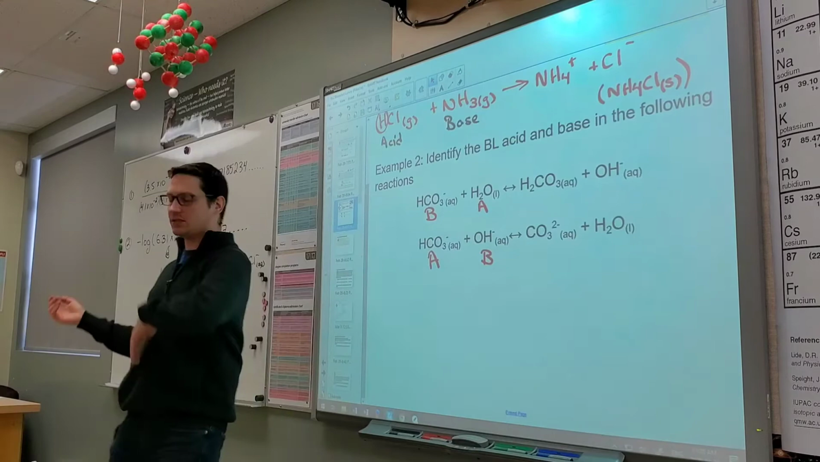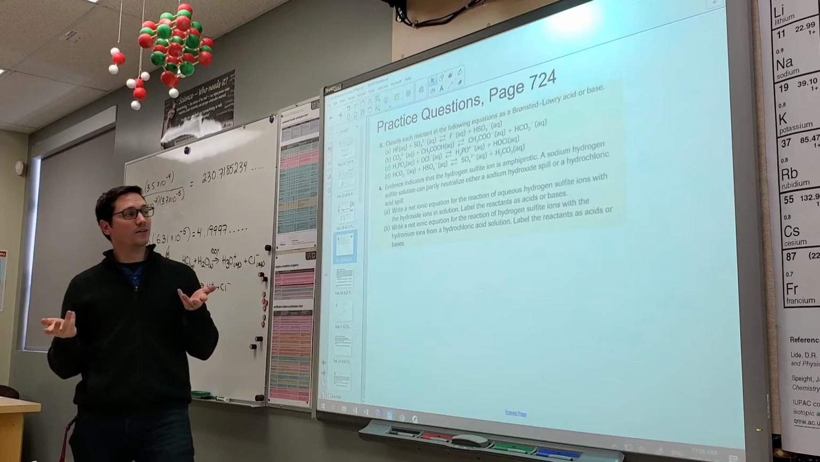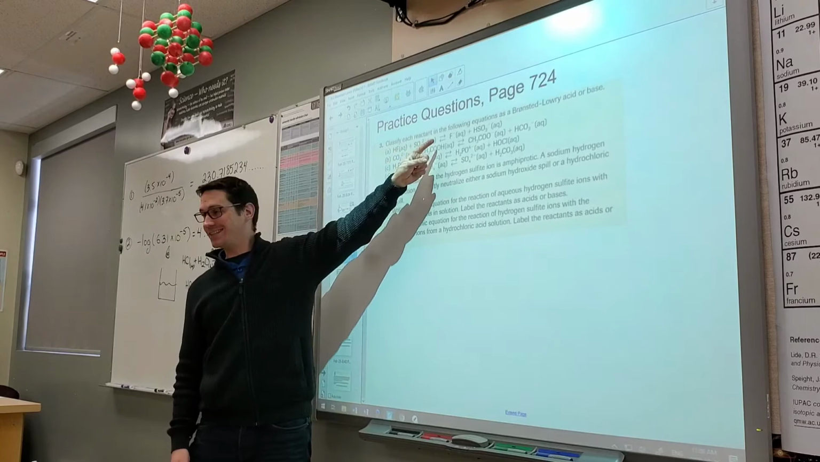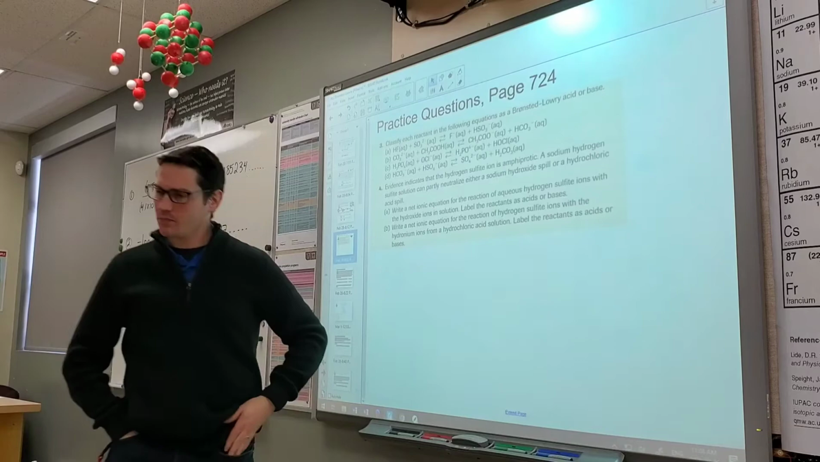So I would get you to do this, okay? But I just want you to do just A and B. So classify each reactant, right? Everything at the beginning of the equation as a Bronsted-Lowry acid or a base. Just do A and B, that's it. Should be pretty quick, and I'm going to do it.